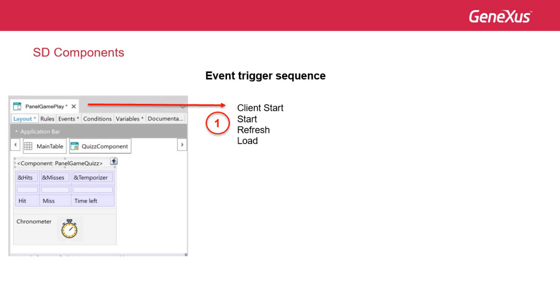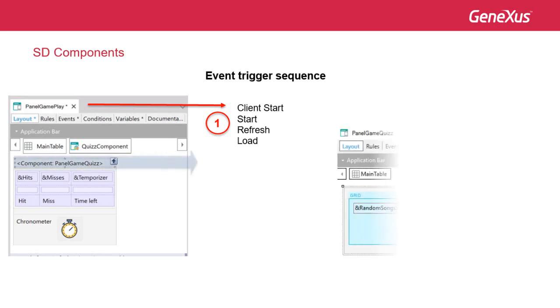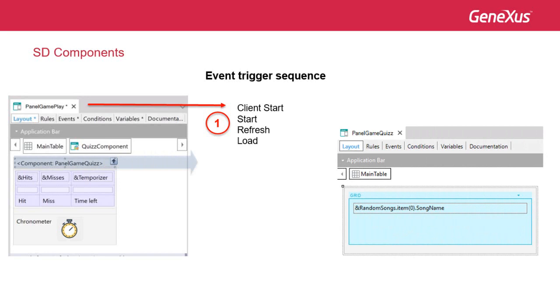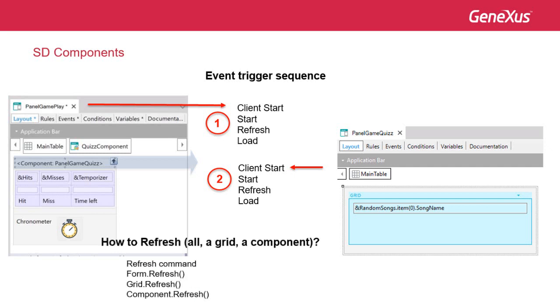In the case of a panel with one or more components, the order of execution of events is the same as in the details section of a work with that has one or more sections. The events associated with the container panel are executed first, and then the events in each embedded component are executed sequentially, one by one, in the same order in which they appear in the layout.